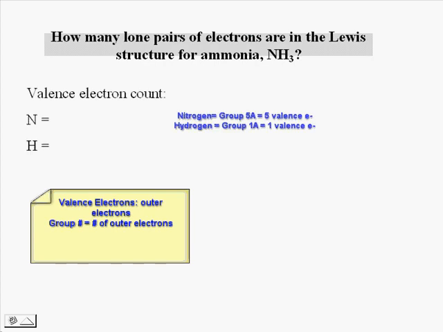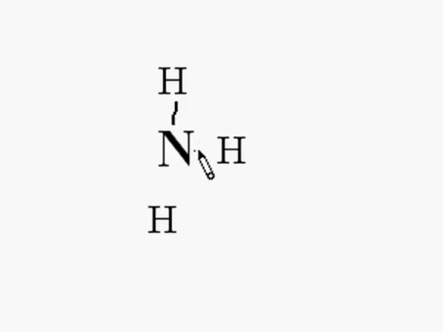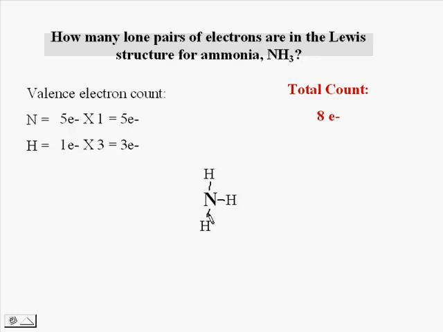Let's do the valence electron count. There's 5 from nitrogen and 3 from hydrogen with a total of 8. My central atom is nitrogen. I'm going to surround this with my 3 hydrogens, and then I'm going to bond them to the central atom. I'm going to draw these bonding electrons as a straight line. The straight line represents 2 electrons each. So that'd be 2, 4, 6 electrons that I used for bonding.